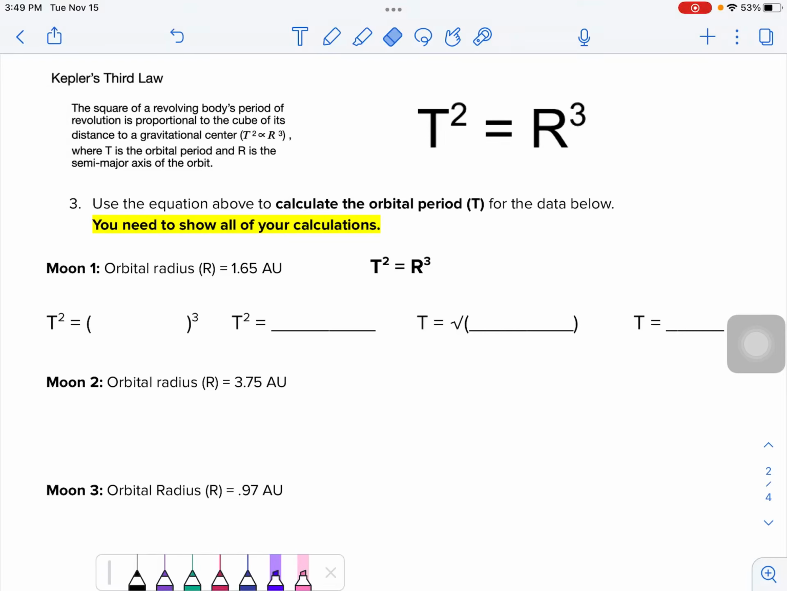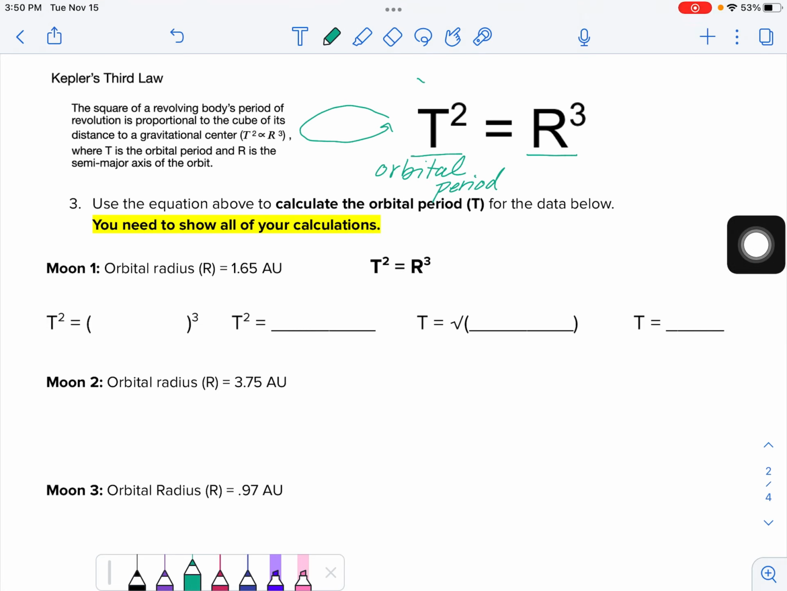So here we are thinking about Kepler's third law, which is thinking about the comparison between T and R using this formula. Again, T is that orbital period, which is measuring the time it takes for one full orbit. So that's why it's labeled with a T. So orbital period is measured in years.